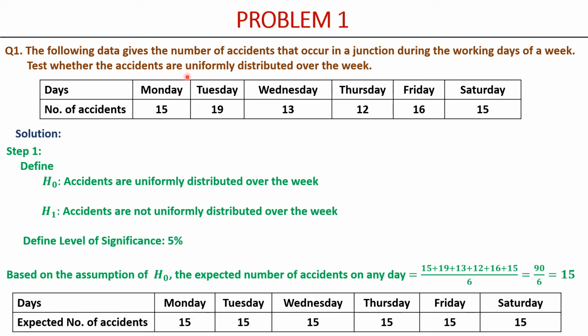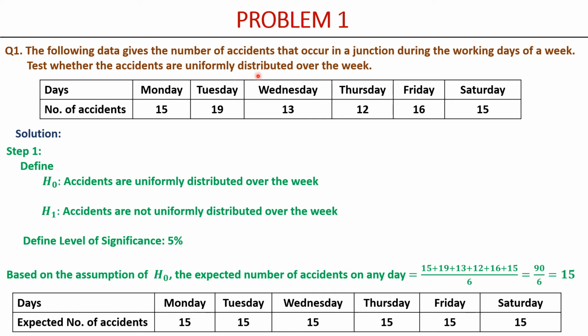So naturally, based on our null hypothesis, we shall say that accidents are uniformly distributed over the week. So it does not depend on the day of the week, but you should have the same uniform distribution; that is what our H naught states. And the alternative will be that accidents are not uniformly distributed. The level of significance by default we take as 5%.